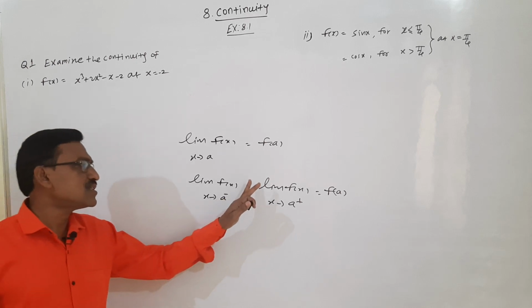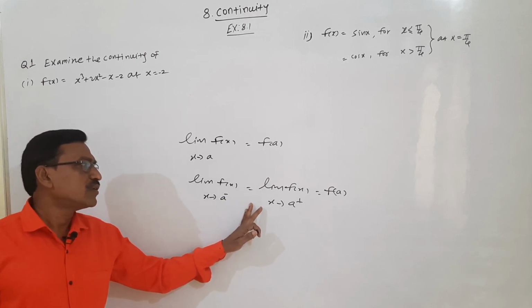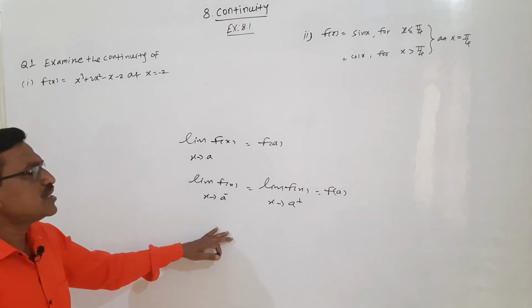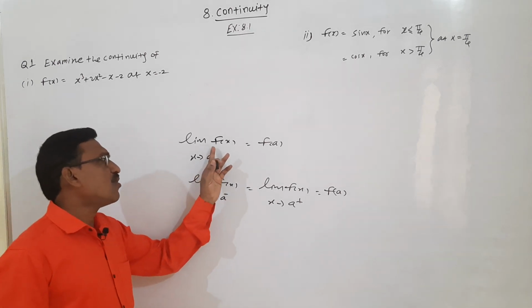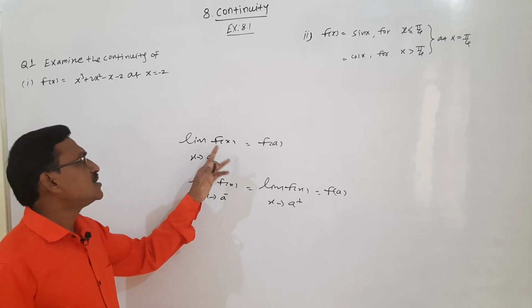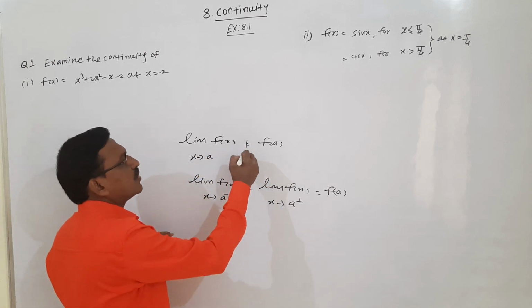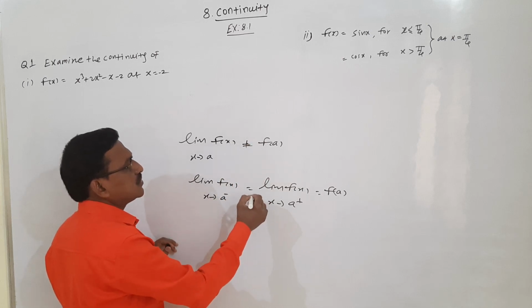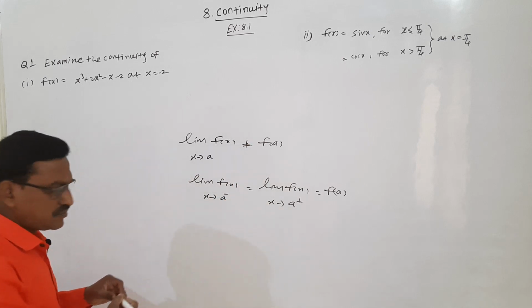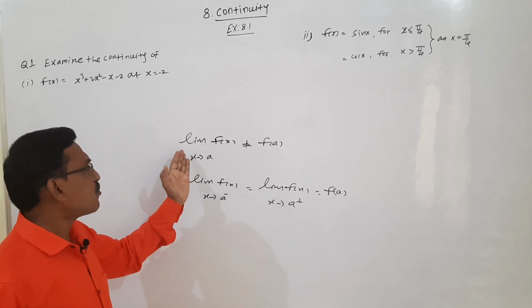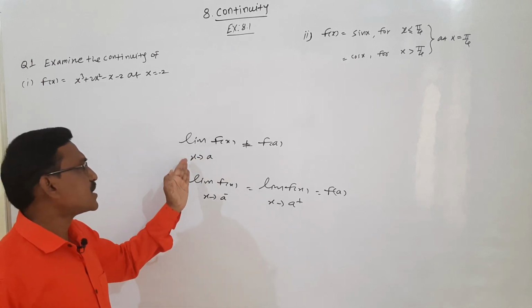If the left hand limit is not equal to the right hand limit, then the limit does not exist and therefore the function is discontinuous. If this common limit is not equal to f of a, then the function is discontinuous. So if these two limits are equal, then the common limit is the limit of f of x as x tends to a.